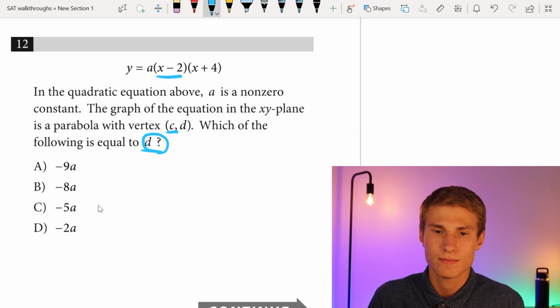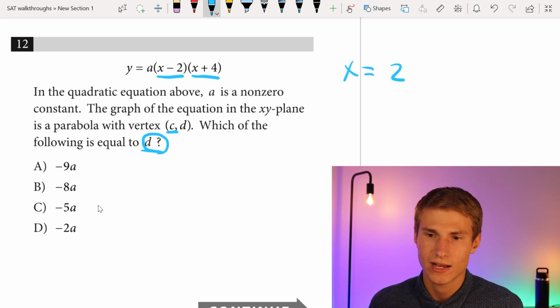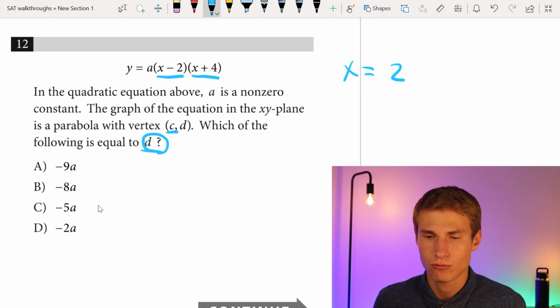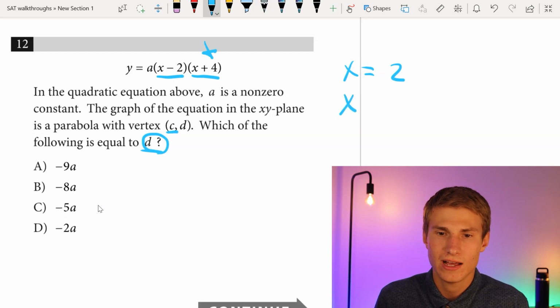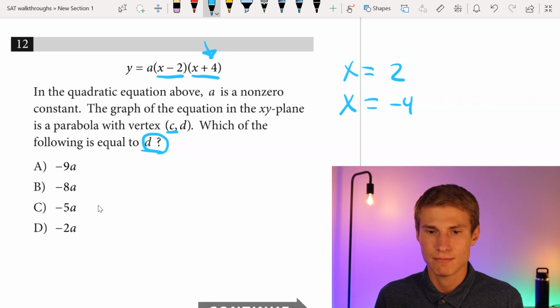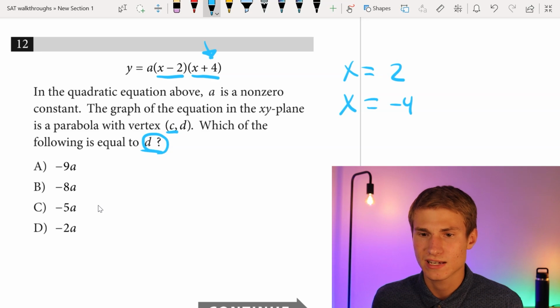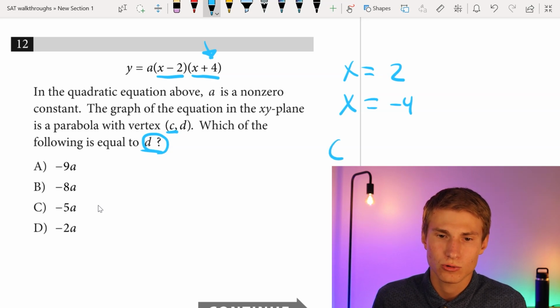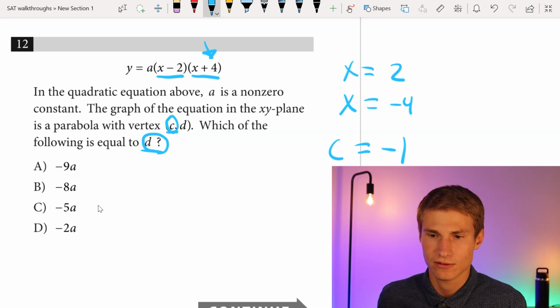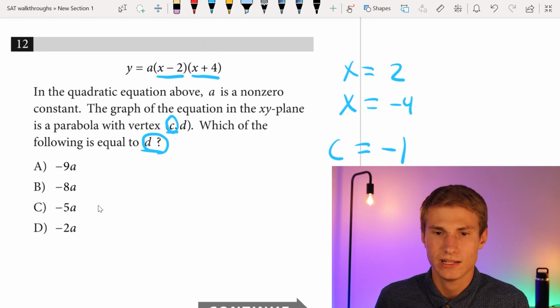Well, we know that from these zeros, we have a zero at 2. So we're going to have a zero at x equals 2. That's where the graph crosses the x-axis, where y is equal to 0. We're also going to have that at x equals -4. Now our vertex is going to be in between our zeros, at the midpoint between our zeros. So in this case, our x-coordinate for the vertex, which is C, is going to have to equal -1, because that's the middle between 2 and -4. Now that we've solved for the x-coordinate of our vertex, we can go ahead and plug it into our equation.